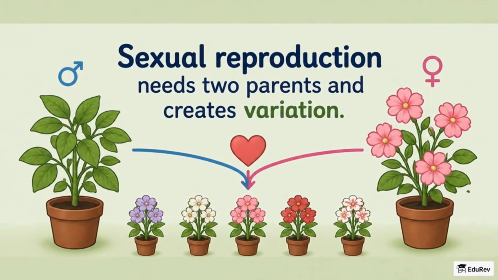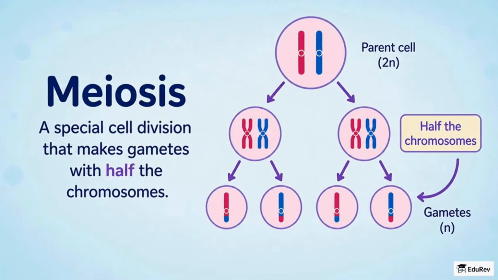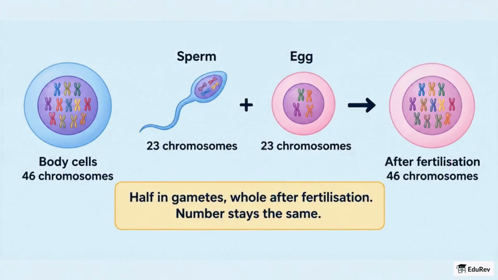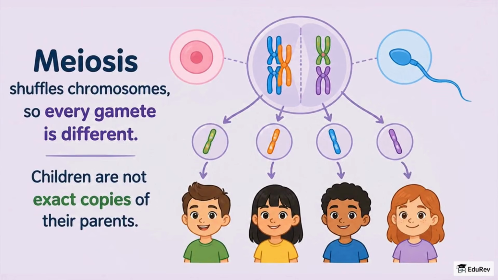Sexual reproduction needs two parents and creates variation because offspring get mixed traits from both parents. This mixing happens because of a special cell division called meiosis that makes gametes with half the usual chromosomes. Humans have 46 chromosomes in body cells, but sperm and eggs carry 23 each. So the number stays stable after fertilization. Meiosis also shuffles chromosomes so every gamete is different and children are not exact copies of their parents.